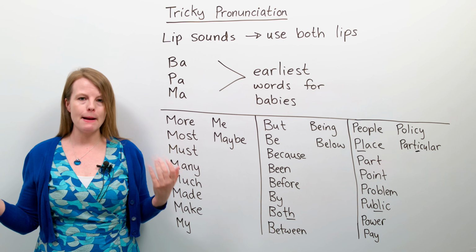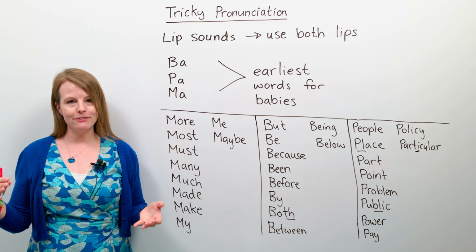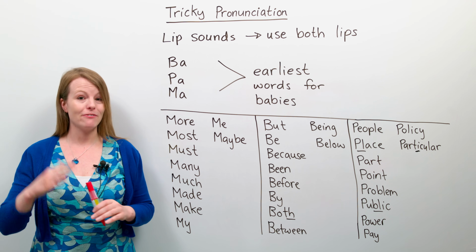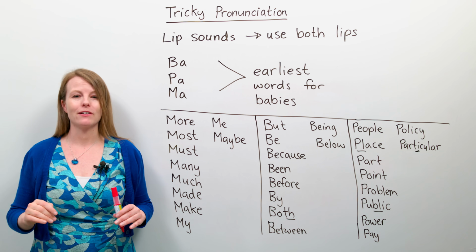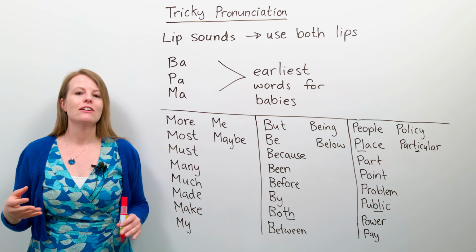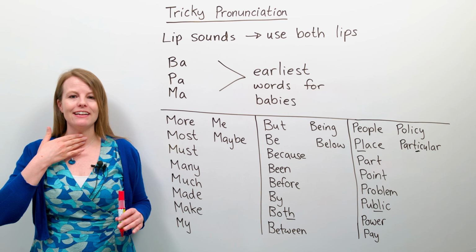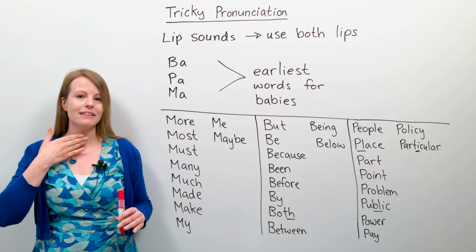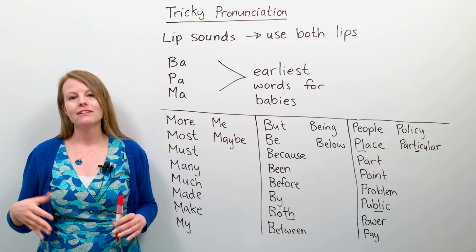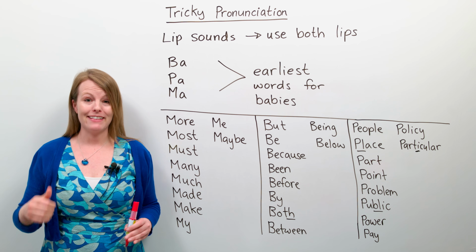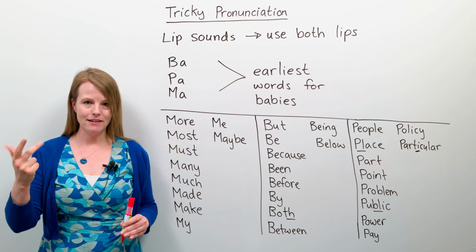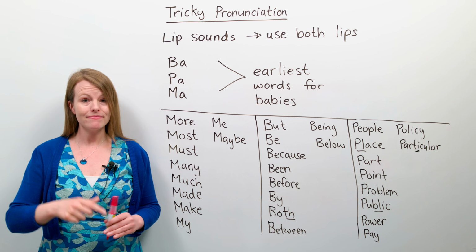Ba, pa, ma. The difference in these sounds is actually if the air is flowing through your nose, in the case of ma, or if you have a vibration in your larynx for ba versus pa. The main thing I want you to know is that ba, ma, pa, you have the same lips.